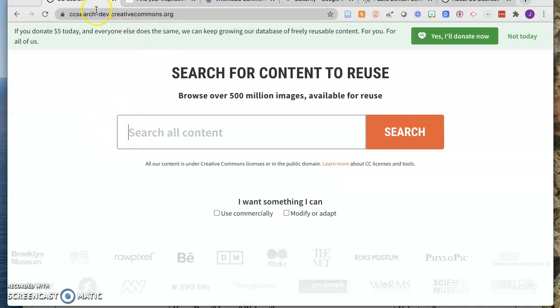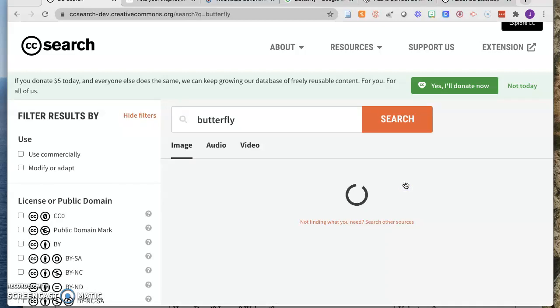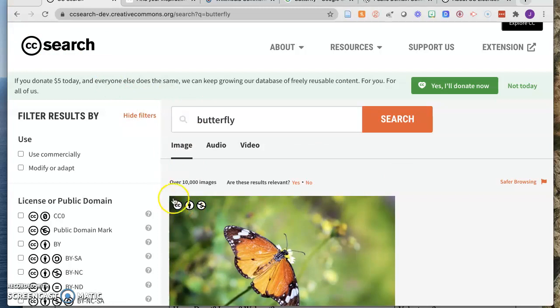So the first thing I'm going to do is I'm here on CC Search, and I'm just going to type in butterfly. I'm going to try to keep this really simple. Your phrases might be a little different. I'm going to suggest that you start with the broad idea first and then add things if you're not finding what you need. So in this case, I'll search for butterfly, and I'm going to leave those other two things unchecked for now.